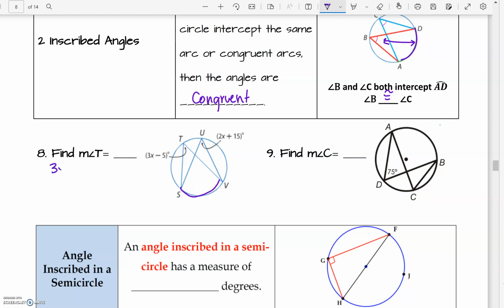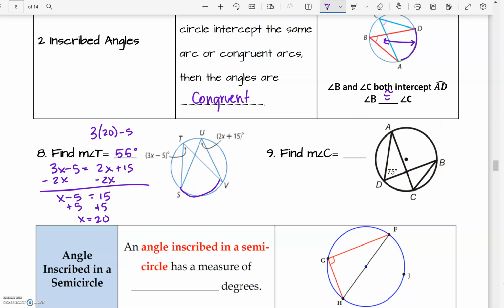And so we would set 3x minus 5 equal to 2x plus 15, and we would solve. And then it looks like we're trying to find t, so we're going to plug it back in. So if x is 20, it would be 3 times 20 minus 5, which would be 60 minus 5, or 55 degrees. If I want angle C, and I can see that this is across from arc AB, and it's 75, and C is also across from AB, then it has to be 75 degrees as well.